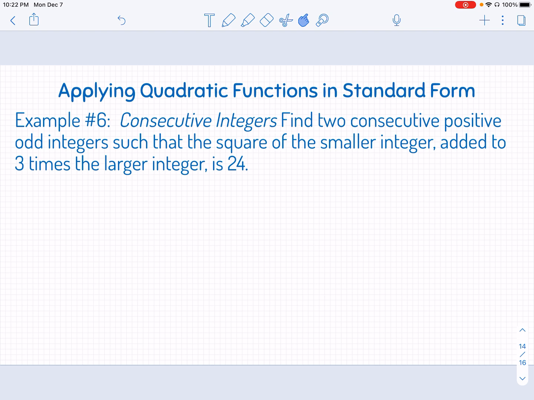Okay, consecutive integers. Find 2 consecutive positive odd integers such that the square of the smaller integer added to 3 times the larger integer is 24. So let's talk about that word consecutive. That's normally where people have problems. Consecutive is a fancy way of just saying in a row. And remember, an integer is a positive or negative whole number. And I think you know what odd and positive are.